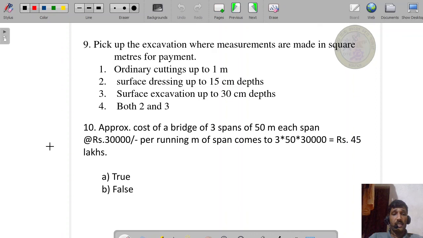Next, question number 10, last question. Approximate cost of a bridge of 3 span, 50 meter each, at the rate of 30,000 per running meter of a span, comes to 3 into 50 into 30,000 is equal to 45 lakhs. Whether the answer is correct or not, true or false? Exactly, it is true. By multiplying this, you can get 45 lakhs. True is the correct answer.